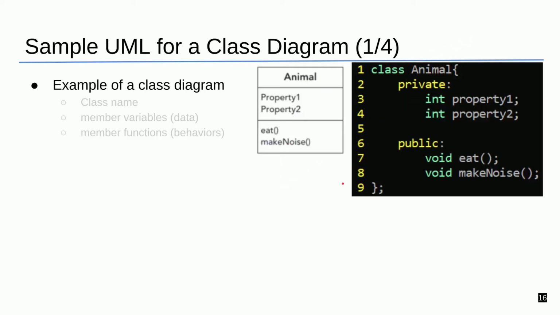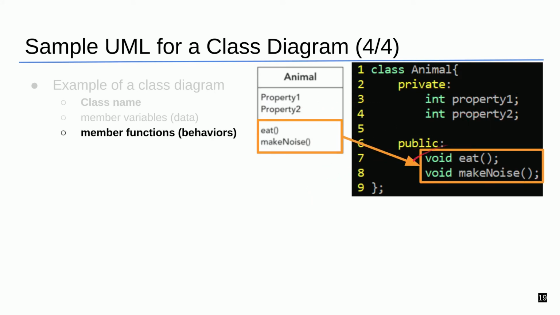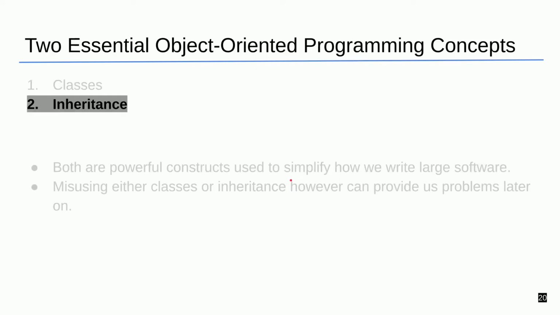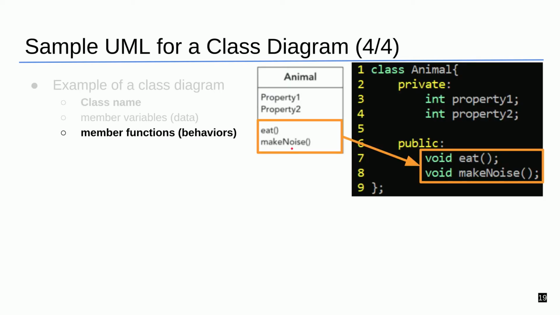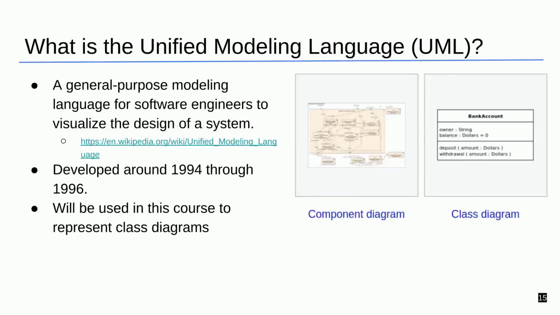So here's just a quick sample of a UML for our class diagram. We'll look at these a little bit more in depth as we go, but the class name is usually listed at the top, usually followed by member variables. That's the data where you can store stuff. And then any member functions, your behaviors that can be done, are then listed next in this UML box here. So that's what I want to talk about for classes. Again, just kind of solidifying this topic.